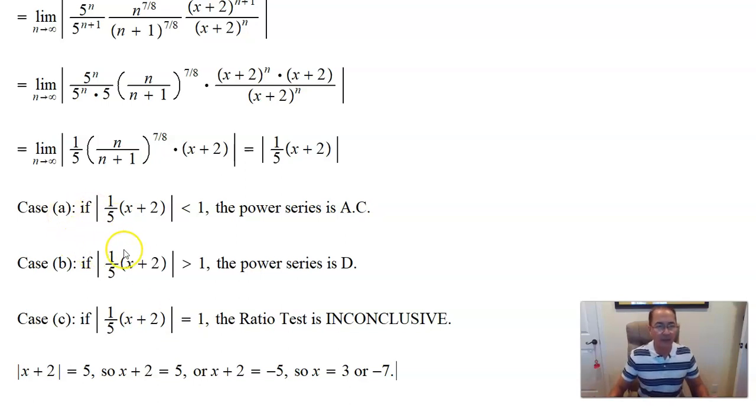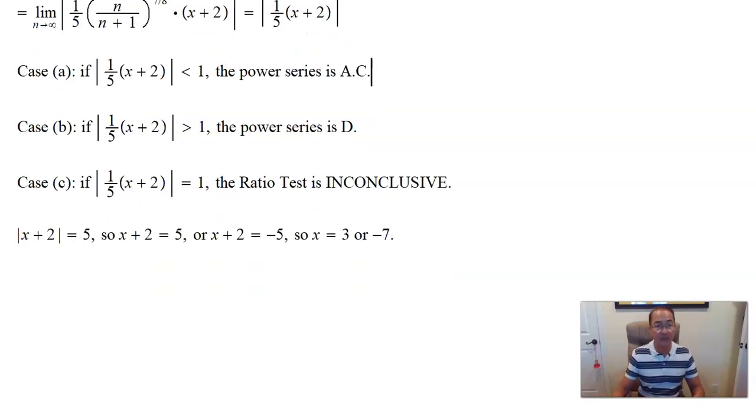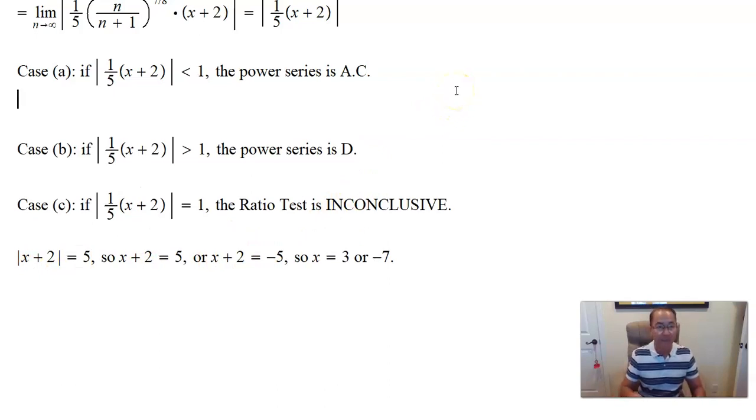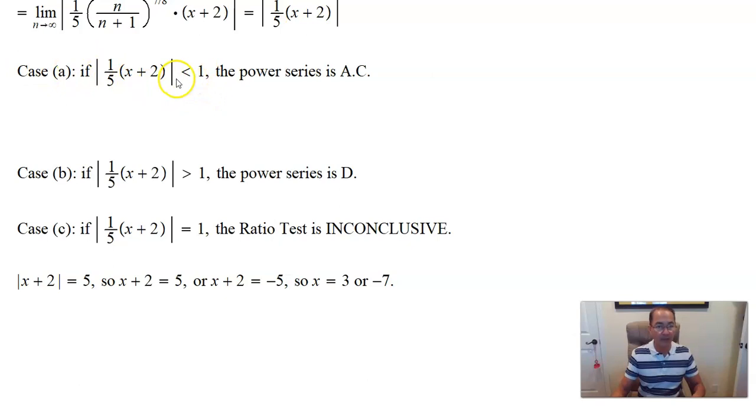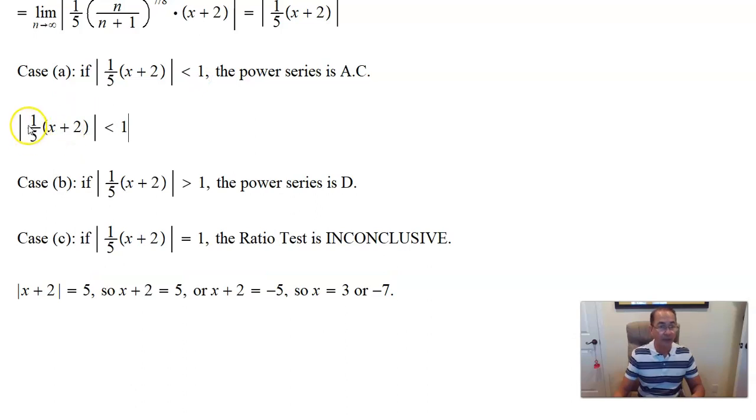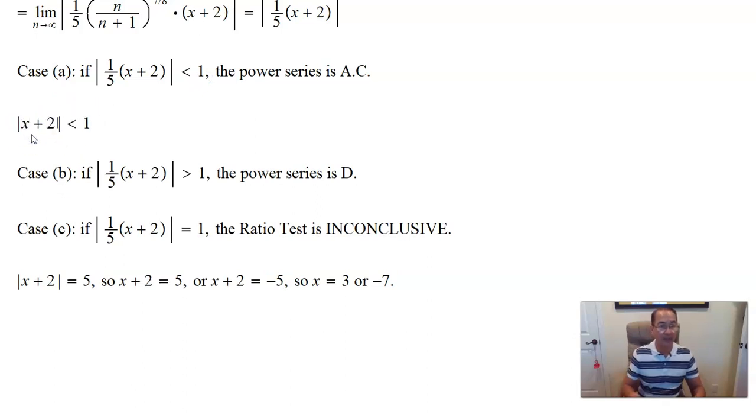Okay, let's go back then to A and B. What happens when absolute value of 1/5 x plus 2 is less than 1? We need to solve that inequality. So let me scoot up so that you can see how similar this is going to be to solving an equation involving absolute values. Okay, so we can move the 5 to the other side. It's going to be positive 5, so we don't flip the inequality. So this inequality is equivalent to absolute value of x plus 2 is going to be less than 5.